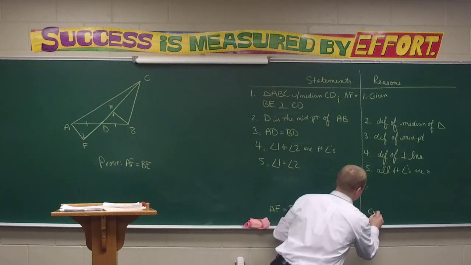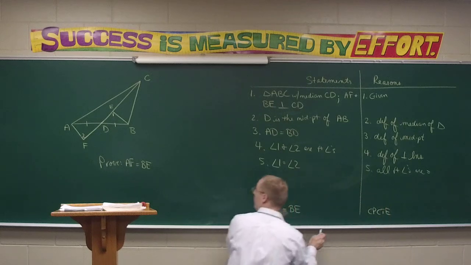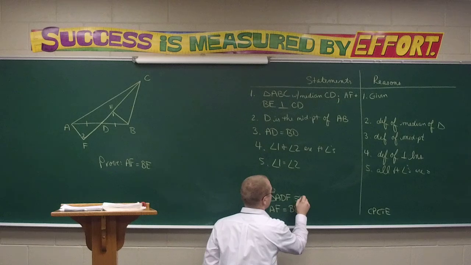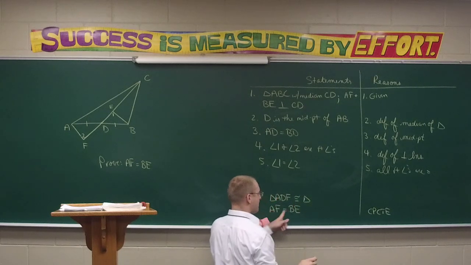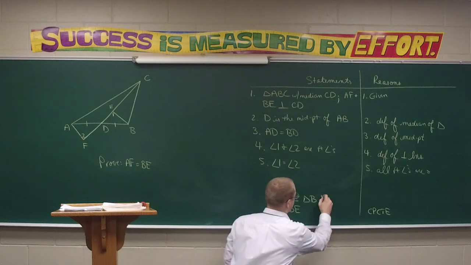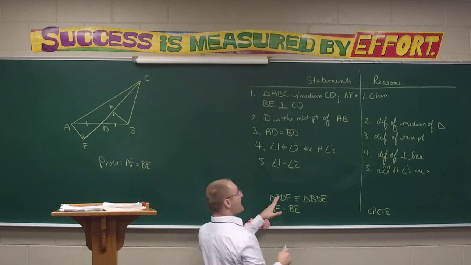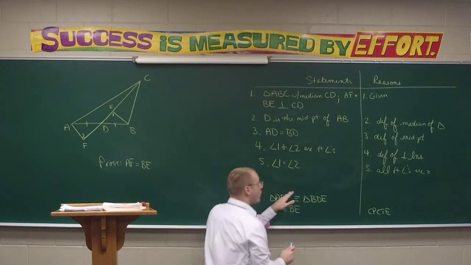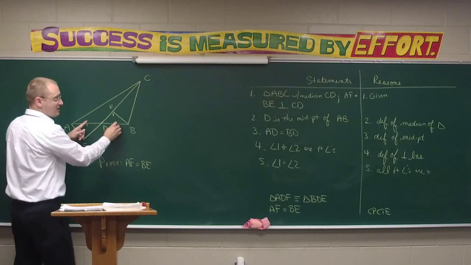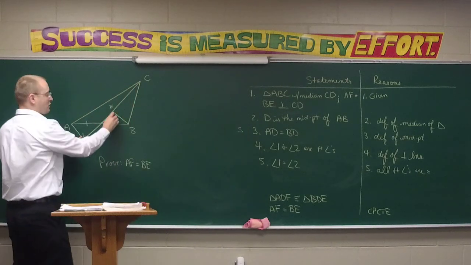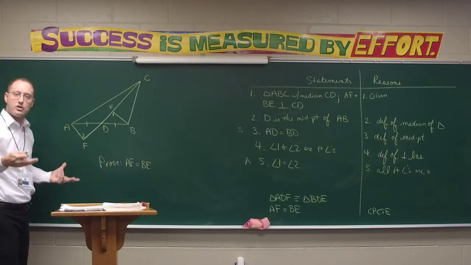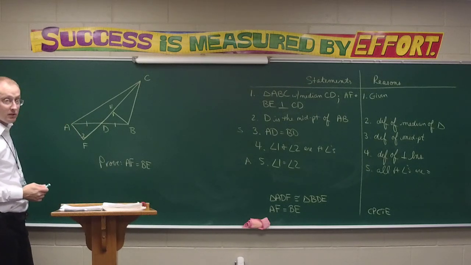I'm going to get them equal by CPCTC, because I'm going to get triangle ADF congruent to triangle. Now I want A and B to line up, so B, and I want E and F to line up. So I should say BDE. I want ADF and BDE to be congruent. Now I don't know how I'm going to get them congruent yet, but I know I'm going to get them congruent. And I've already got 2 sides equal here, and I know I've got 2 angles equal here. I just need another set of sides or another set of angles. Thoughts?